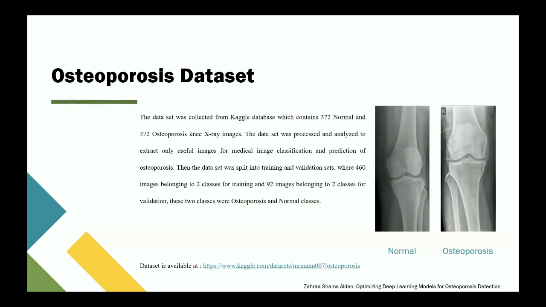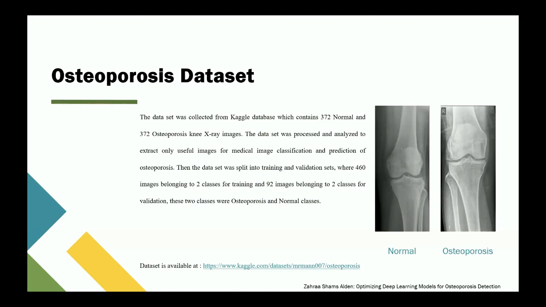Here in our work, the data set is publicly available in the Kaggle database. It has about 372 cases of normal and osteoporosis X-ray images. It was pre-processed and analyzed to extract only the useful images, or useful cases, for the image classification.